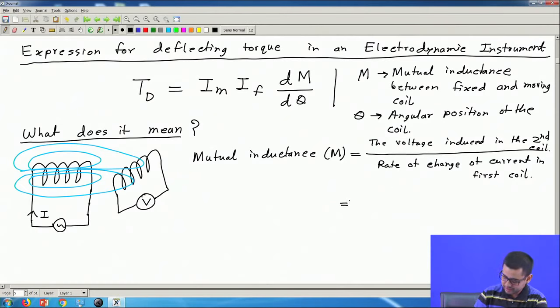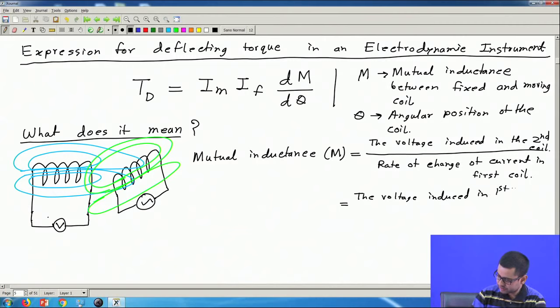This is also the same as, if we had a current or a voltage source connected here, and we measure the voltage across the first coil, so we have a source here and we measure the voltage here. This will also generate some flux lines which will link to the first coil, and therefore we can get some reading here. So, we can also write that this is the same as the voltage induced in the first coil divided by the rate of change of current in the second coil.